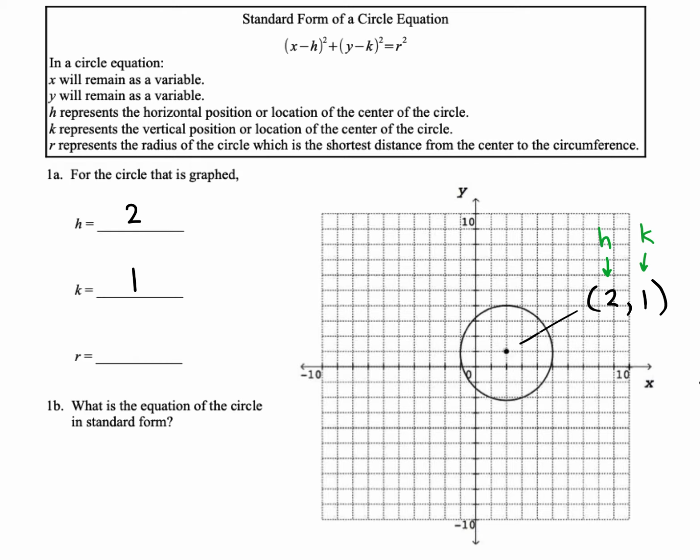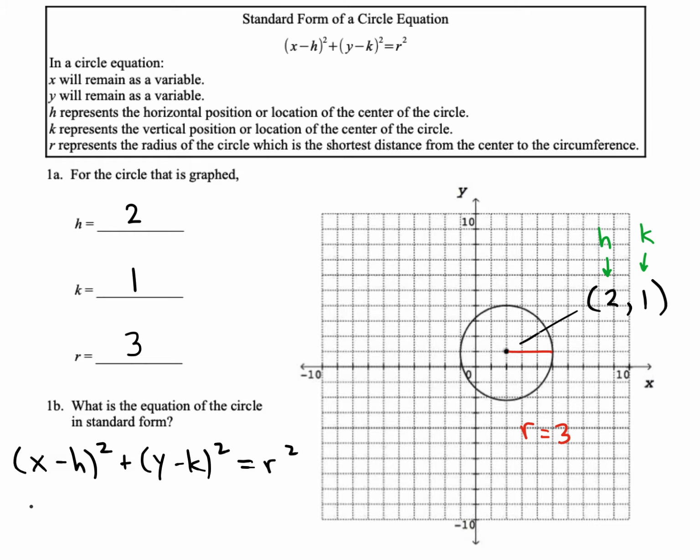Now r will be the radius, which is the distance from the center to any point on the circle's circumference. So we can see here that the radius appears to be 3, and that's what we'll put here. Now we'd like to write the equation of this circle in standard form. Just to copy the equation, it's (x minus h) squared plus (y minus k) squared equals r squared.